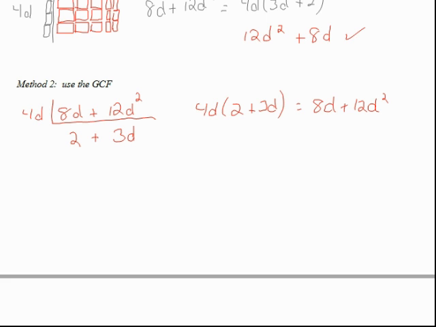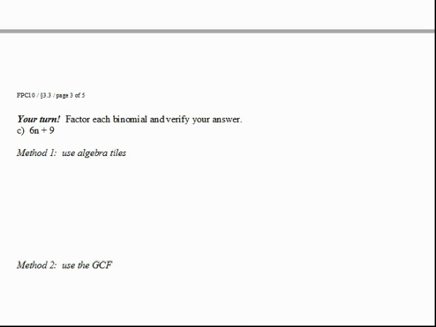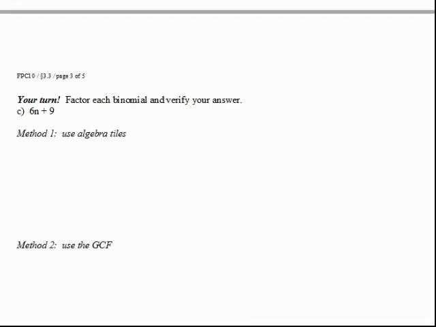Okay, now stop the video and go ahead and play around with the algebra tiles and see what you can do, and then do it algebraically. Do the next page. Oh, I guess if you don't have the notes, you need to see the questions. So here you go. 6n plus 9, doing it both ways, and 6c plus 4c squared.